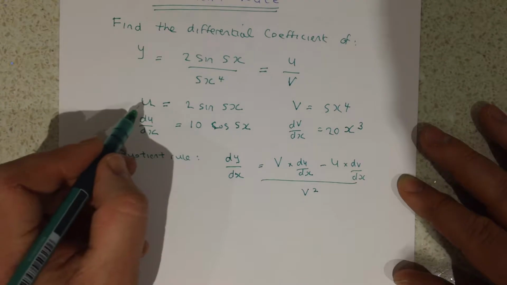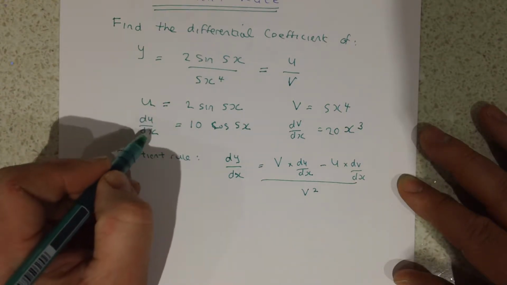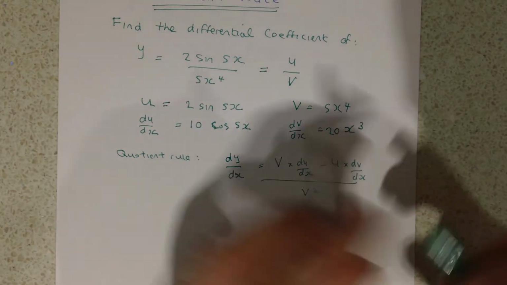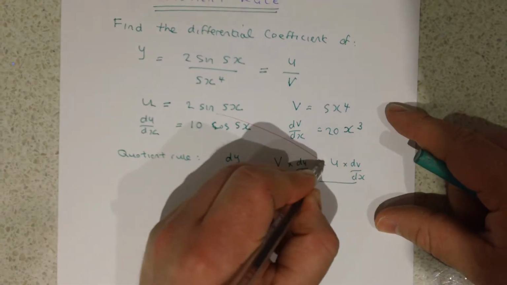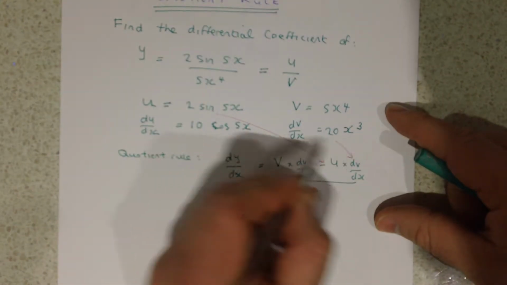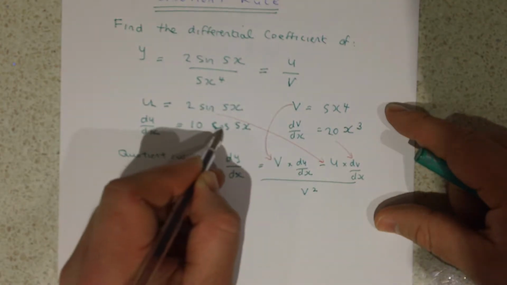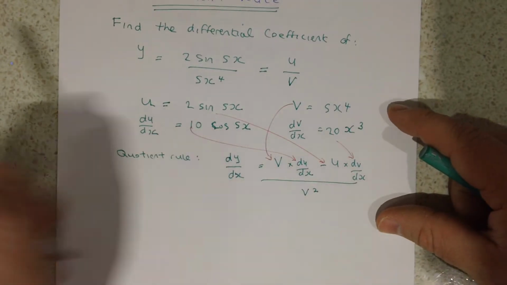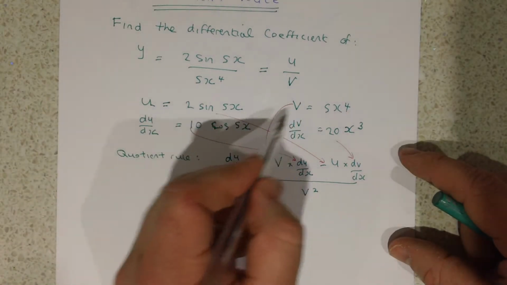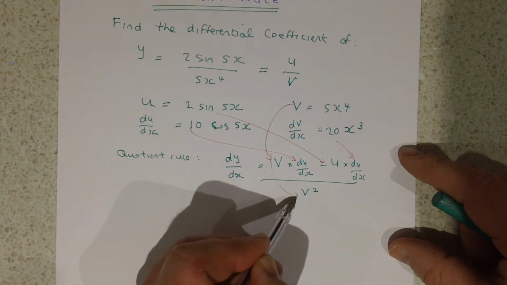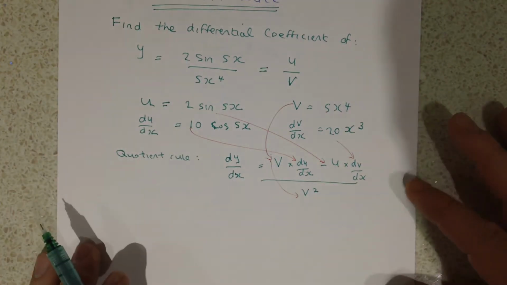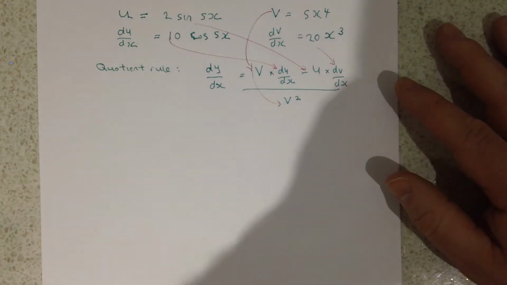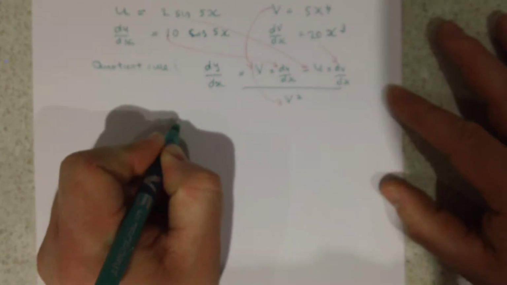So we have everything we need now up above here. We have u, du by dx, v, dv by dx. What we simply need to do now is plug these into our quotient rule. And of course our v also goes down here, v squared.